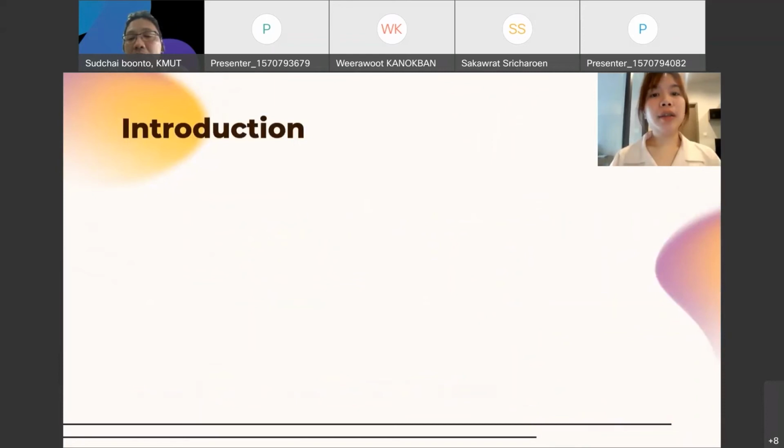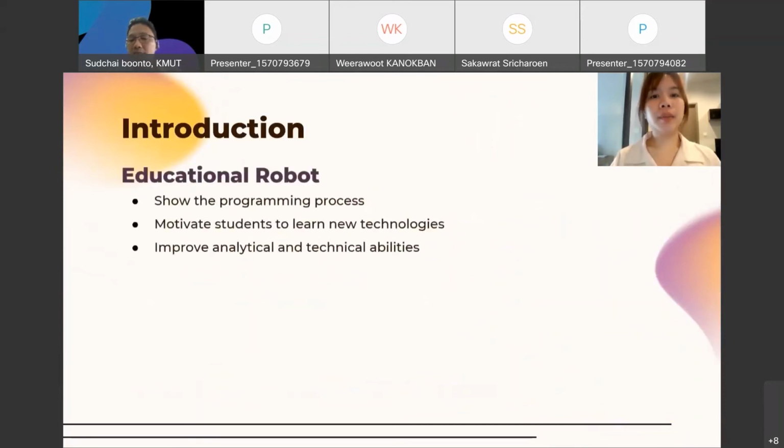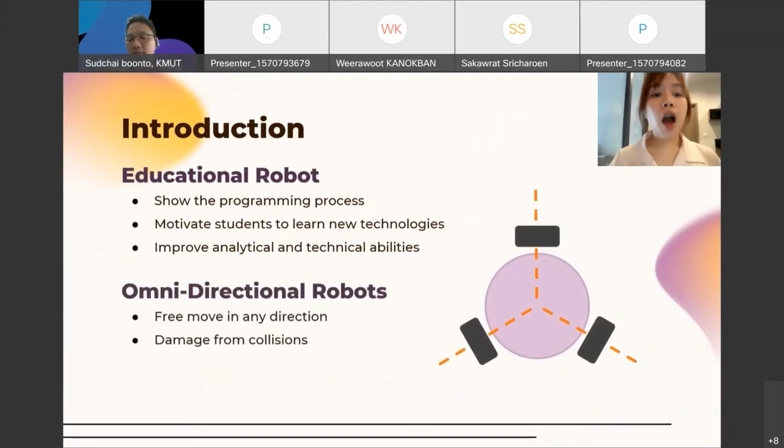First, I will introduce you to educational robots. Presently, educational robots play an important role in robotic programming classes because they can show the programming process. They motivate students to learn new technologies and help students improve their skills. For robotic classes, many types of robots are used. For example, an omnidirectional robot is popular because it can move in any direction, so it is suitable for use in a small area like a classroom.